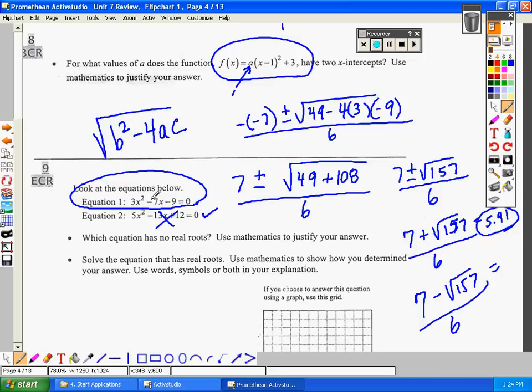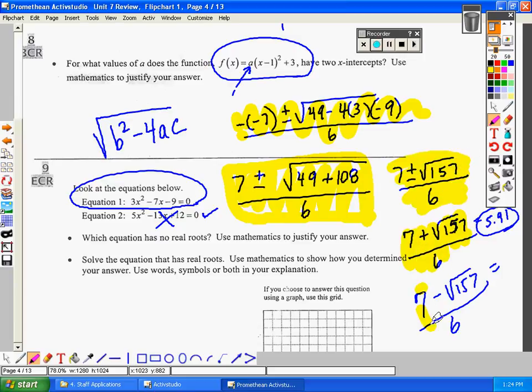So we're going to solve equation 1. And what I did was I solved equation 1 over here. I put it in the quadratic formula. You could pause it if you want to check. You end up with this, which becomes this, which I break into the two problems. Here they are. And I solved one of them, which was 5.91, and I didn't solve the other one, but you can do 7 minus root 157 divided by 6. And remember, if you need a chance to look at it, go ahead and pause the video.